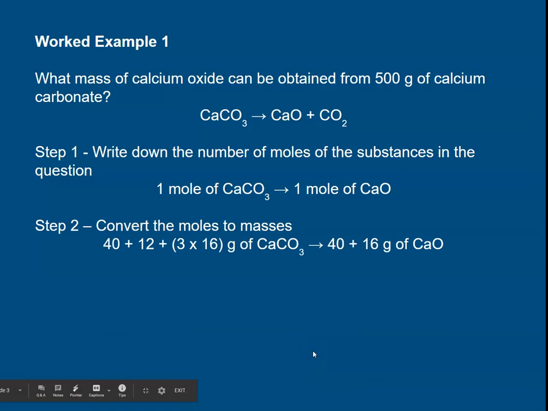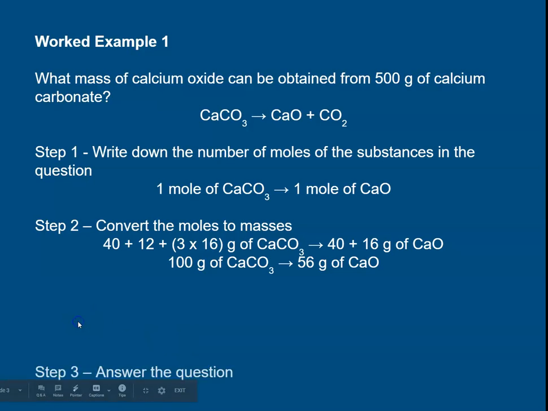So to work out the mass of 1 mole of calcium carbonate, you look up the ARs of the substance. 40 plus 12 plus 3 times 16 for the oxygen. And then the same on the other side, 40 plus 16. And my maths makes that 100 grams of calcium carbonate gives 56 grams of calcium oxide. You've then got to answer the question.